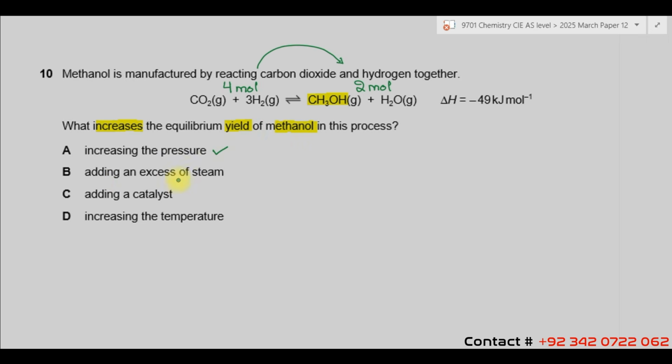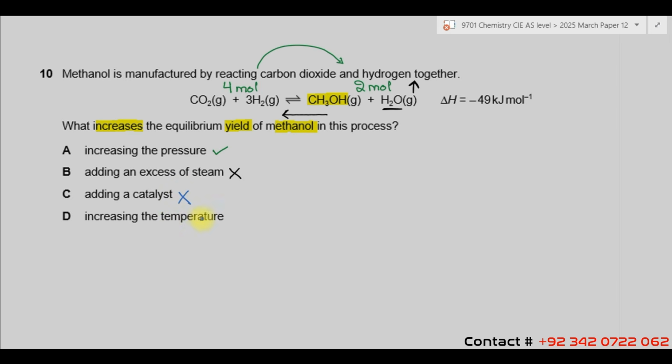Second part is adding an excess of steam. Steam is water. So water is one of the products. So at equilibrium, if product is increased, according to Le Chatelier's principle, the equilibrium moves in the backward direction to compensate that change. So when it goes backward, the yield of methanol will decrease. Third part is adding a catalyst. Catalyst does not affect the yield of any substance. It only decreases time to attain equilibrium.